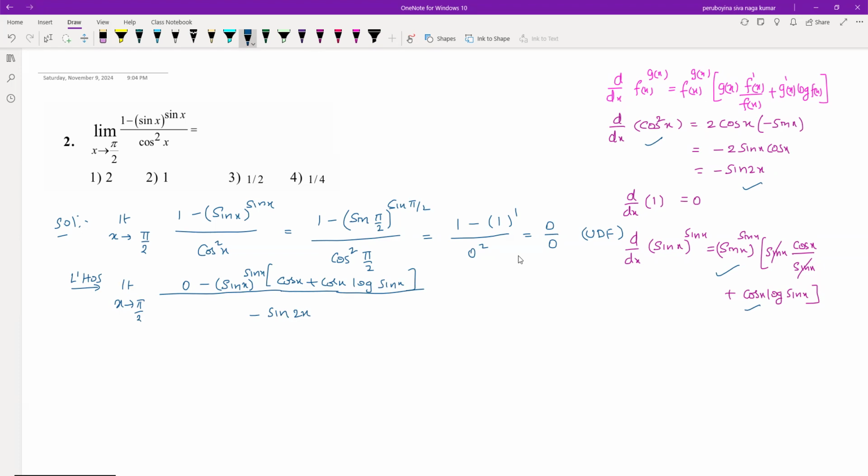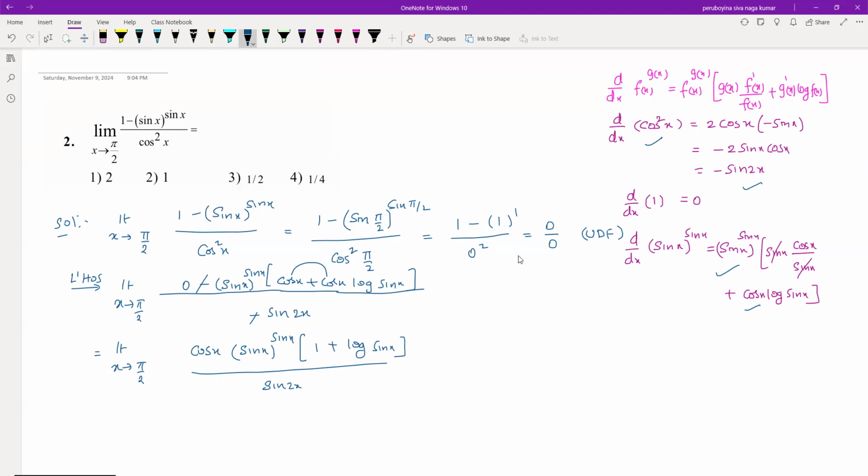Okay. Now you can take this cos x as a common factor from this bracket. And this minus minus you can cancel directly. So try to solve this problem now. Limit x tends to pi by 2, cos x taken outside as a common factor, multiplied by sin x power sin x and 1 plus log sin x, and the whole divided by sin 2x. And we know how to solve this present problem.